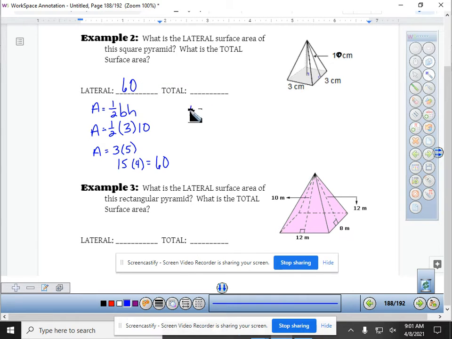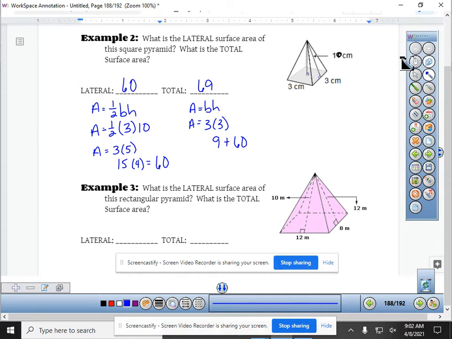What shape is the base? Square. What is that formula? Area equals base times height. And that's going to be what? 3 times 3, which is 9. And in order to find the total, we simply add. 60 plus 9, what is the total? 69. Perfect. Are you with me? Yes, ma'am.